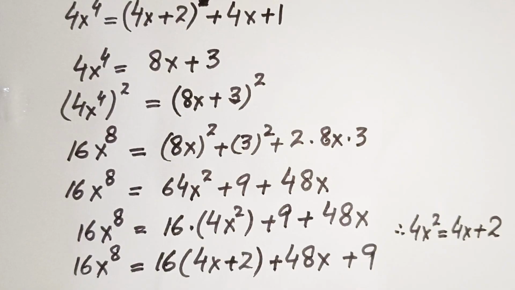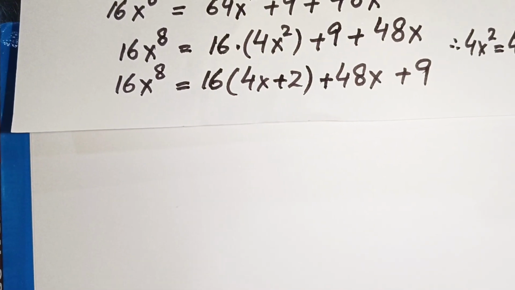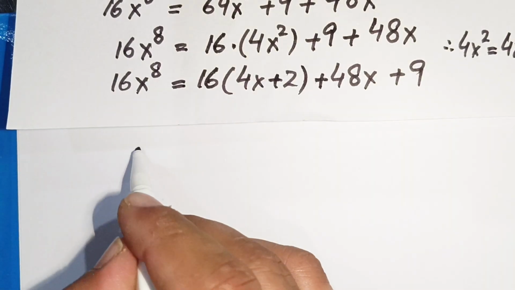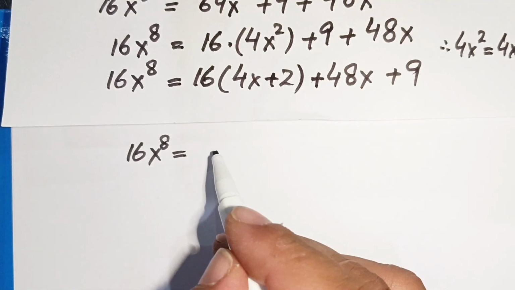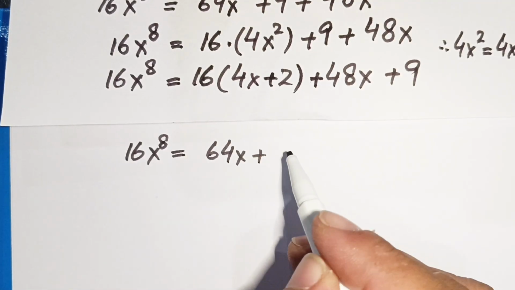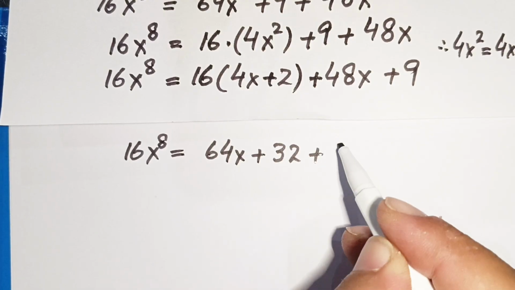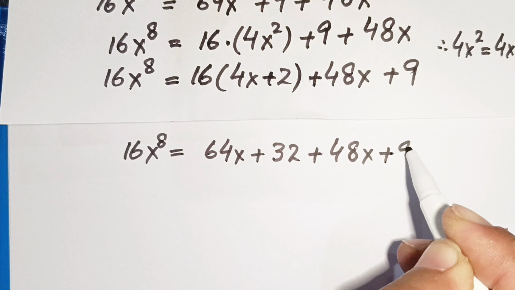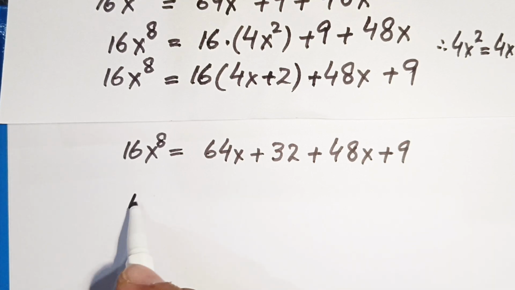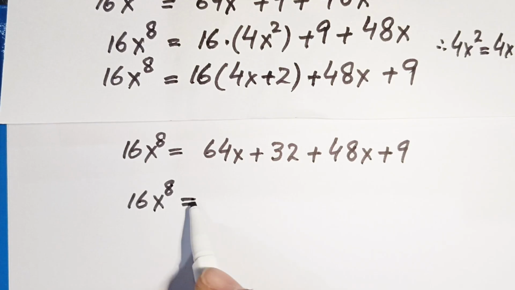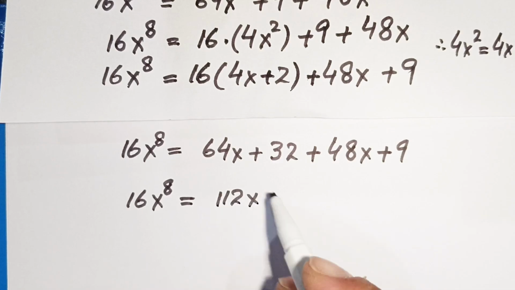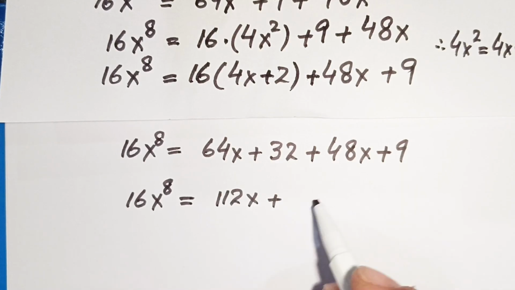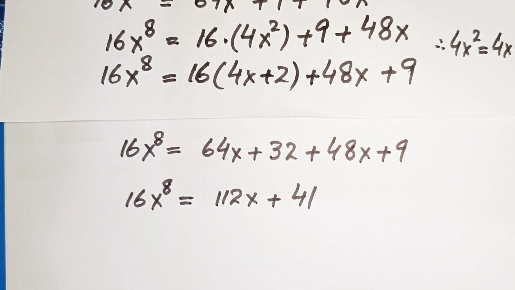Now our next step: we have 16x to the power 8. If we multiply 16 with 4, we have 64x, plus 16 multiplied by 2 is 32, plus 48x and plus 9. Now adding like terms, 16x to the power 8 is equal to 64 and 48, which is 112x, plus 32 plus 9 is 41. Now we have to find the value of x⁹, but here it is x⁸.